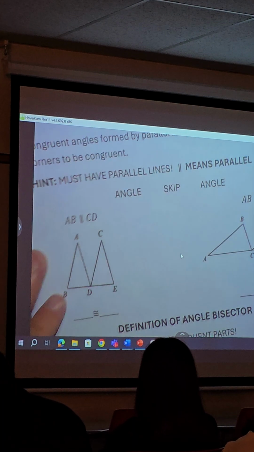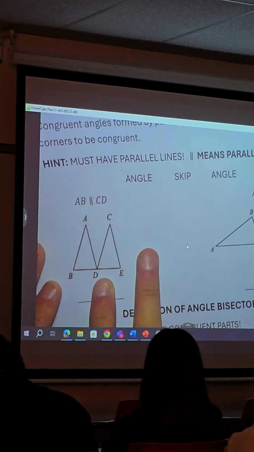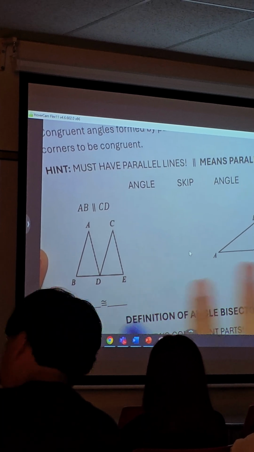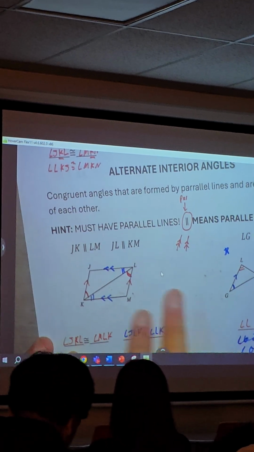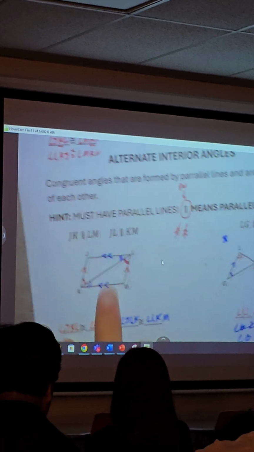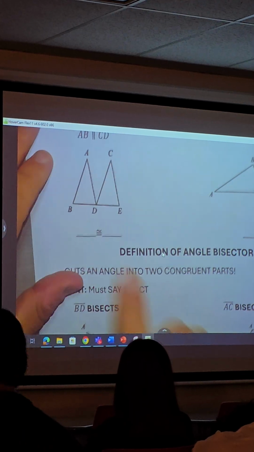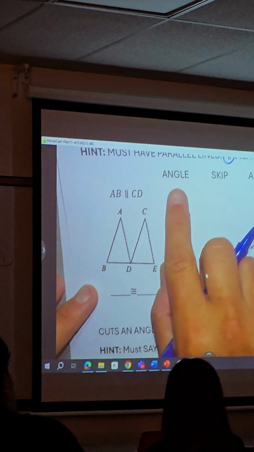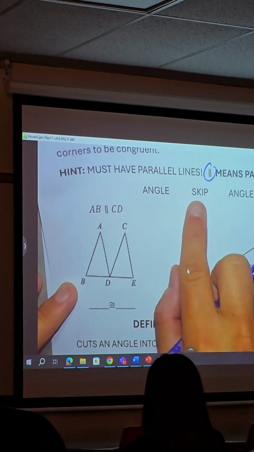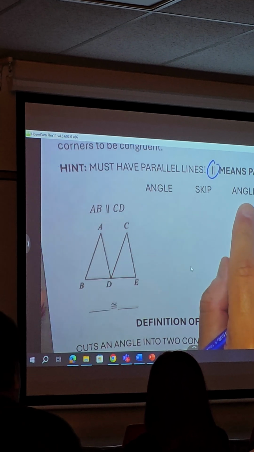So that's why. Look, these triangles are right next to each other. You see this? They're right next to each other. These triangles are across from each other, or touching each other. Now let's look at this one. So you must have parallel lines. Also a good way to do it is angle skip angle. This will make sense when I do it.